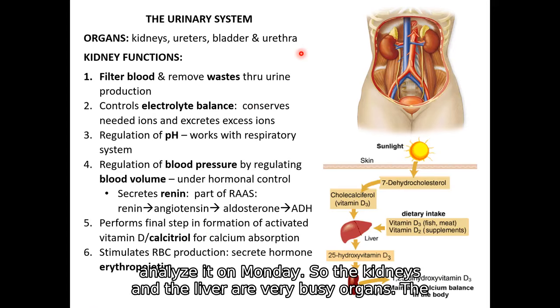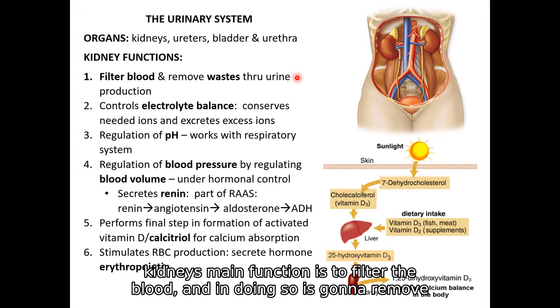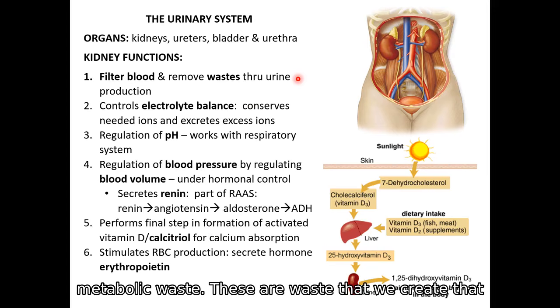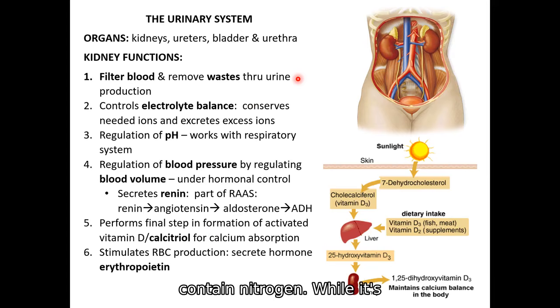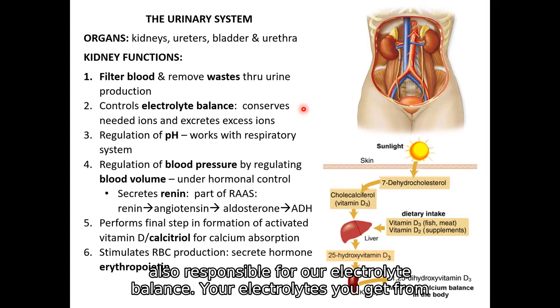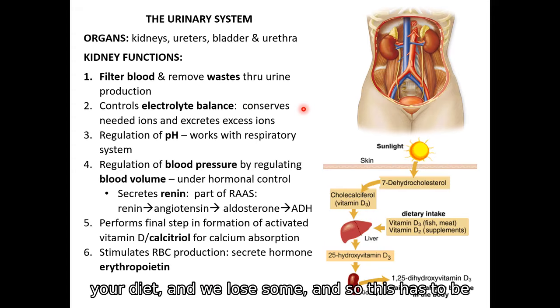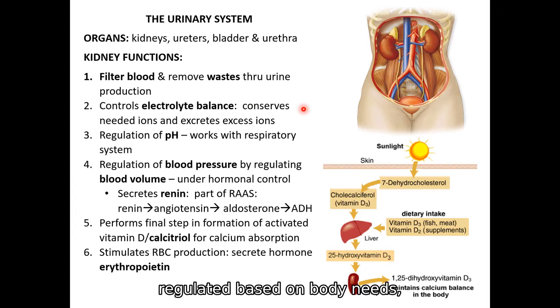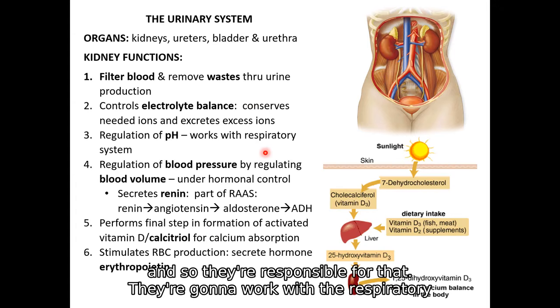So the kidneys and the liver are very busy organs. The kidney's main function is to filter the blood, and in doing so it removes metabolic waste. These are wastes that we create that contain nitrogen. While it's doing that, it's also responsible for our electrolyte balance. Your electrolytes you get from your diet, and we lose some, so this has to be regulated based on body needs, and so they're responsible for that.